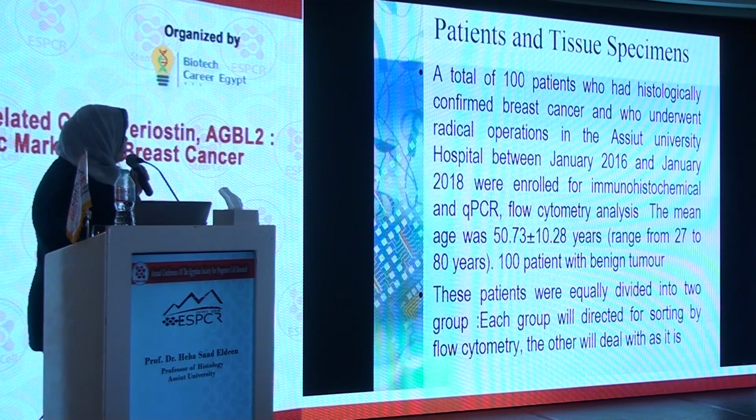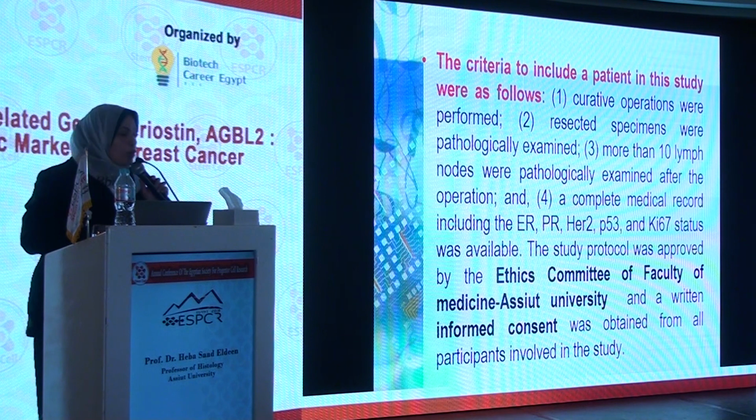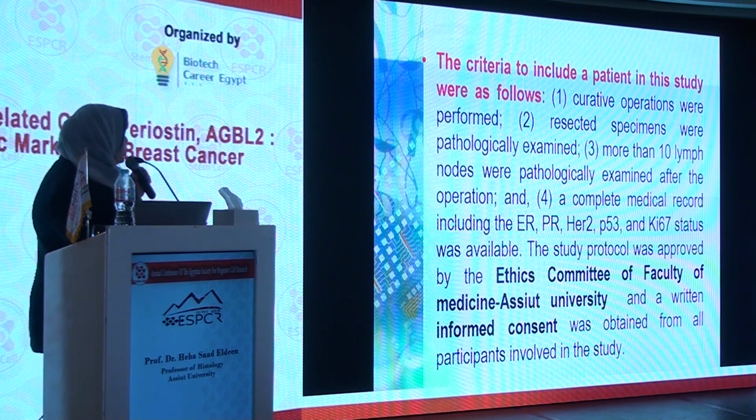Our design included a total of 100 patients with histologically confirmed breast cancer who underwent a radical operation at Assiut University Hospital between January 2016 and January 2018, enrolled for immunohistochemistry, qPCR and flow cytometry. The mean age of patients ranged from 27 to 80. Another 100 patients with benign tumors formed the other arm of our study, and these patients were equally divided into two groups. Each group was directed for sorting by flow, and also for qPCR and for hormonal and histopathological evaluation.